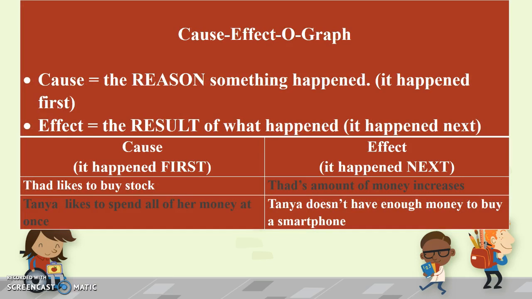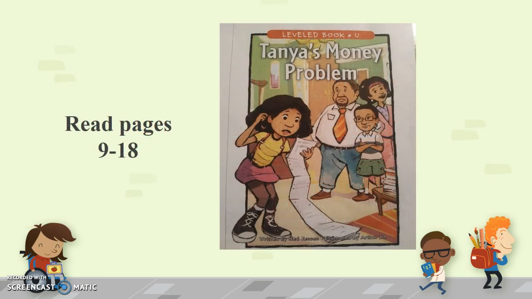Everyone take a seat at your desk. The story Tanya's Money Problem is on your desk. Silently read pages 9 through 18. After you have read the rest of this story, I want you to fill in the cause-effectograph in your notebook. I will give you one cause and one effect from the story. I will display the chart on the smartboard when the majority of the class is finished reading.